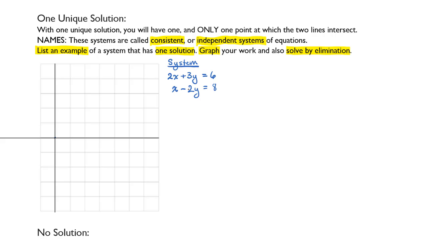Notice that the signs are different on the y term, and this is important because it means that your slopes will be opposite, so you can pretty much guarantee that this will intersect in just one place. Now, to graph these, there's two different options. You could put them into slope-intercept form, or in standard form.